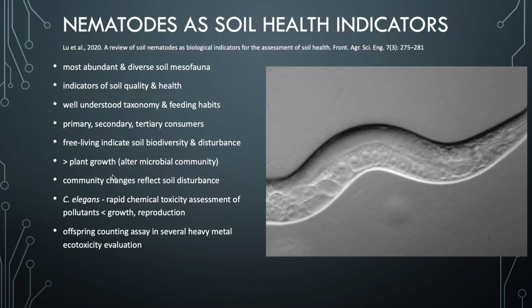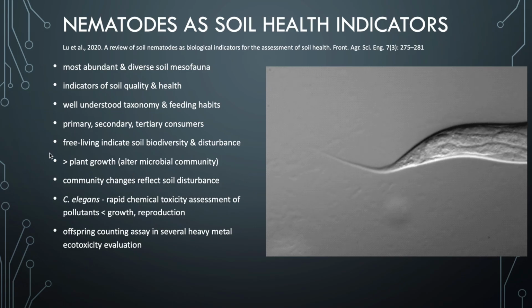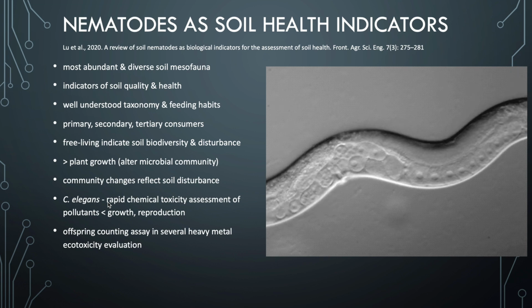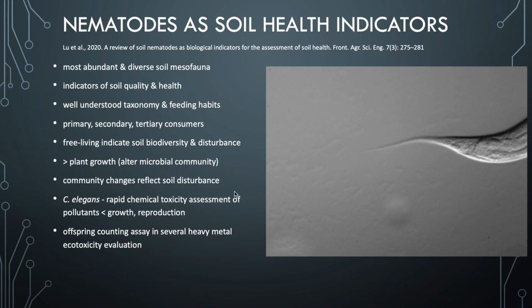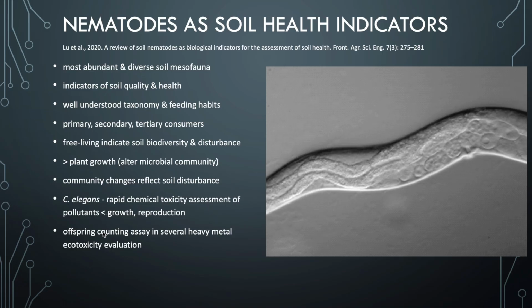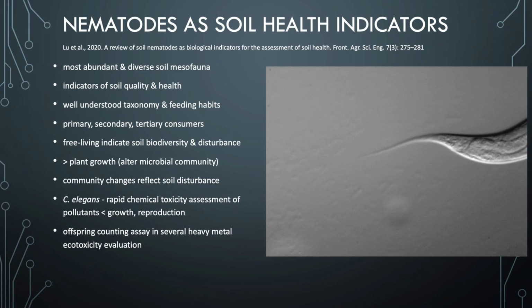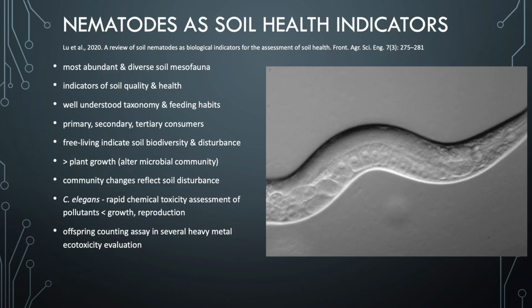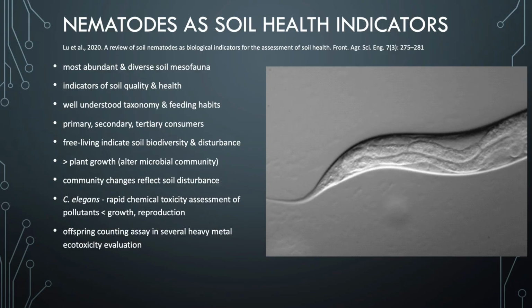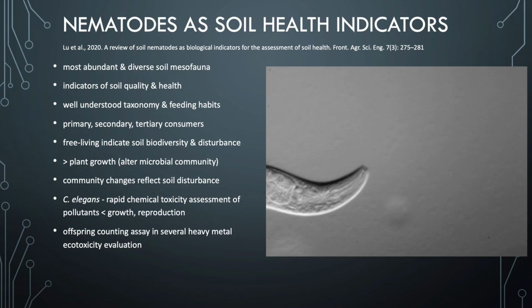So if one wants to assess the ecosystem health and how disturbed it is, you can look at the nematode community composition. C. elegans, for example, can be used for a rapid chemical toxicity assessment of pollutants. There is reduced growth of the nematode and its reproduction is affected. Offspring counting assays can be used in several heavy metal ecotoxicity evaluations. So this is just a snapshot of how nematodes and the nematode community in a soil can be used as a soil health indicator.